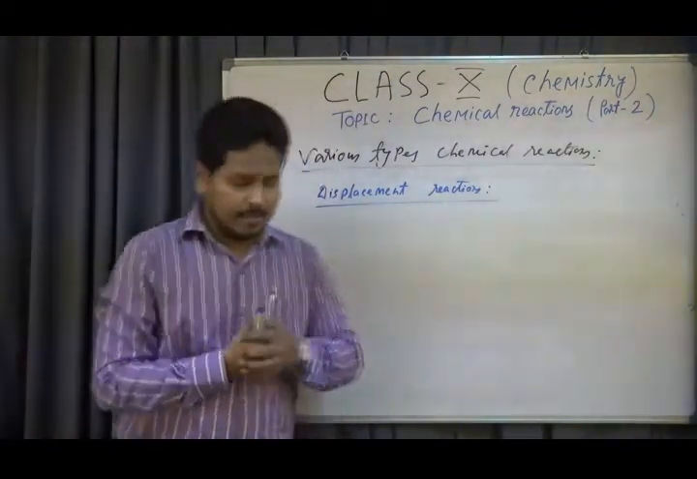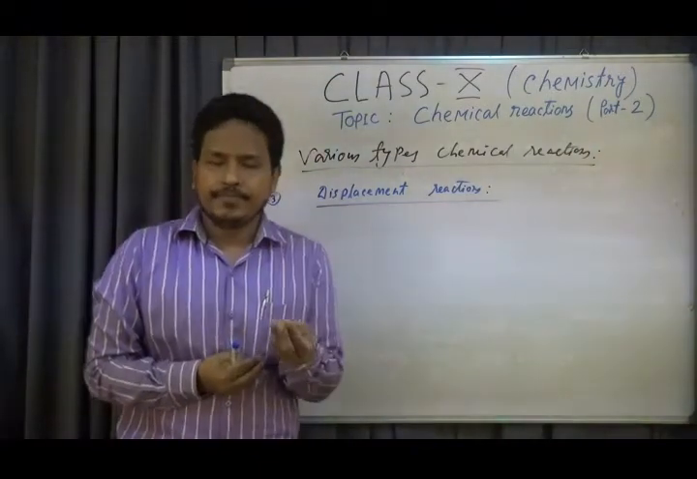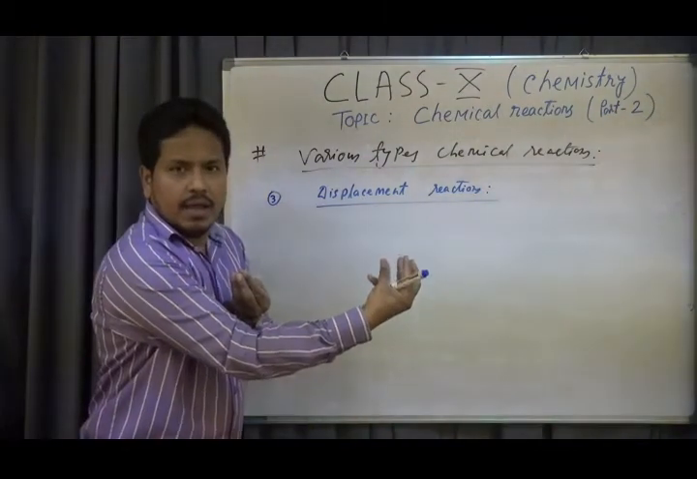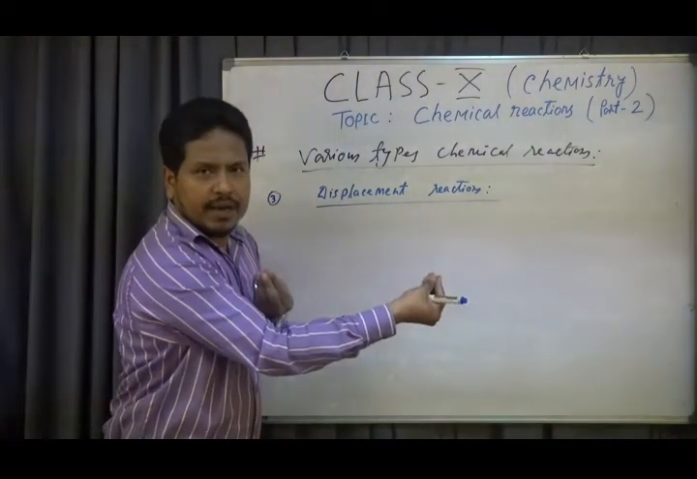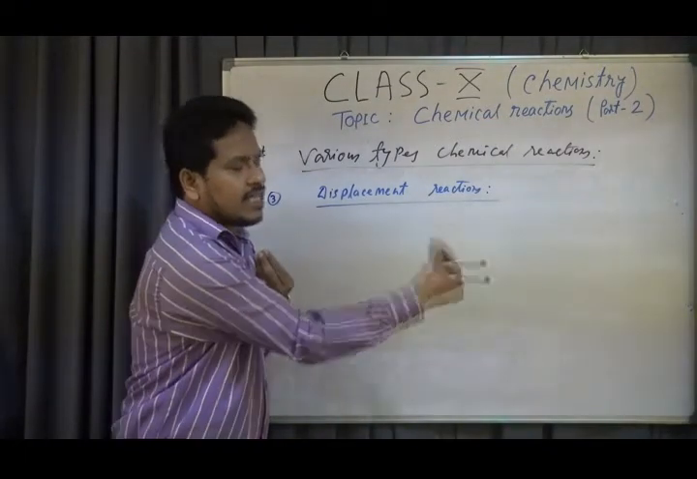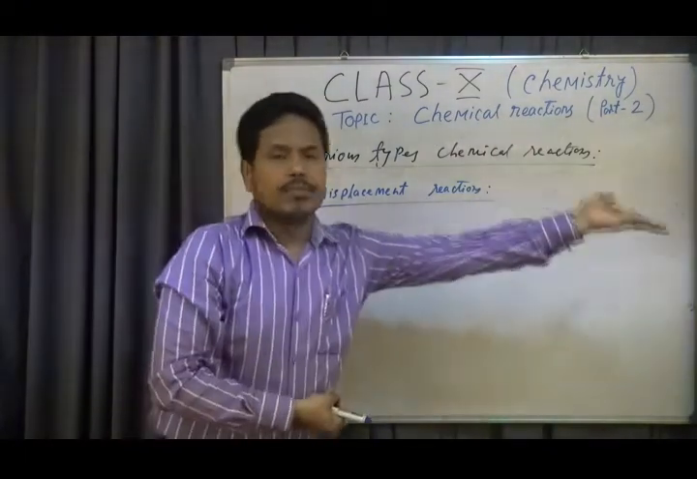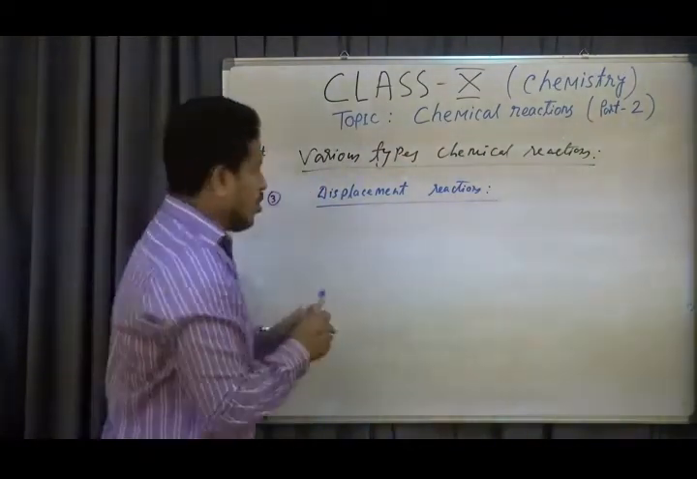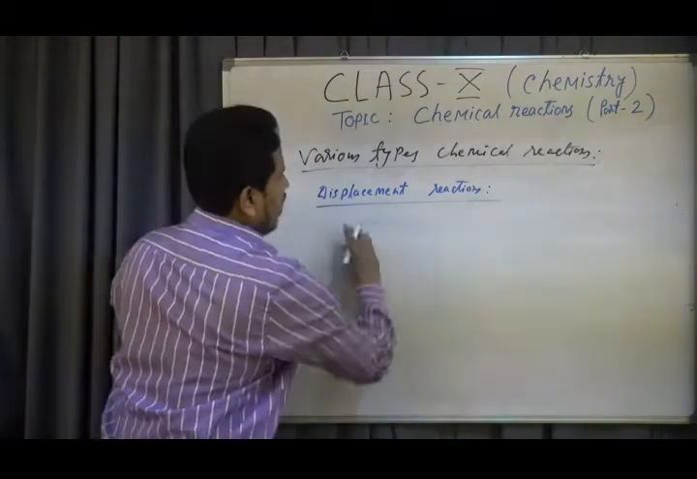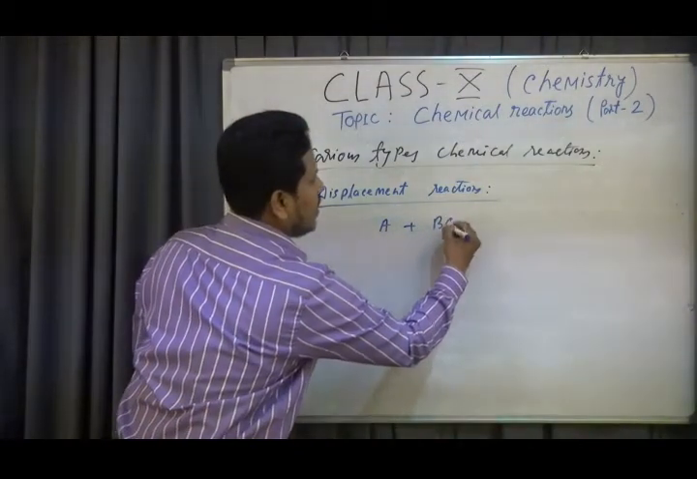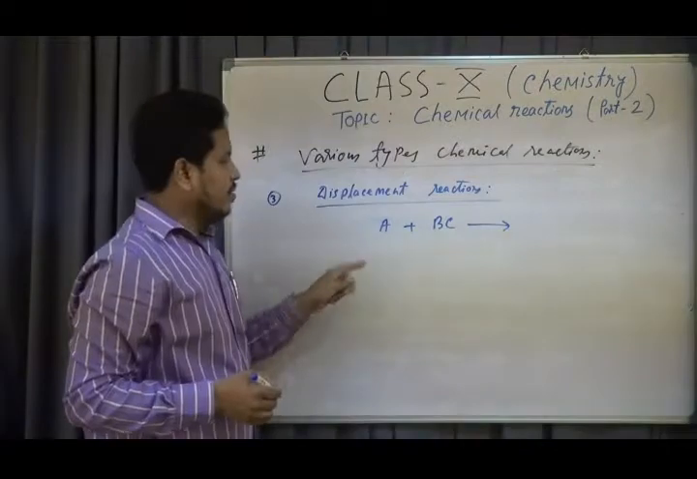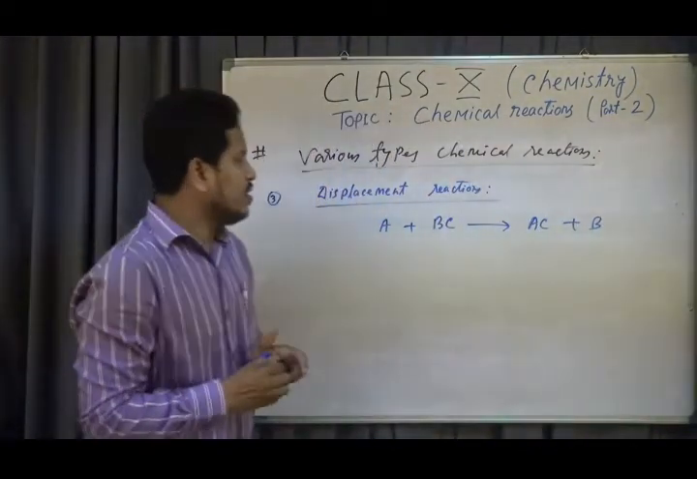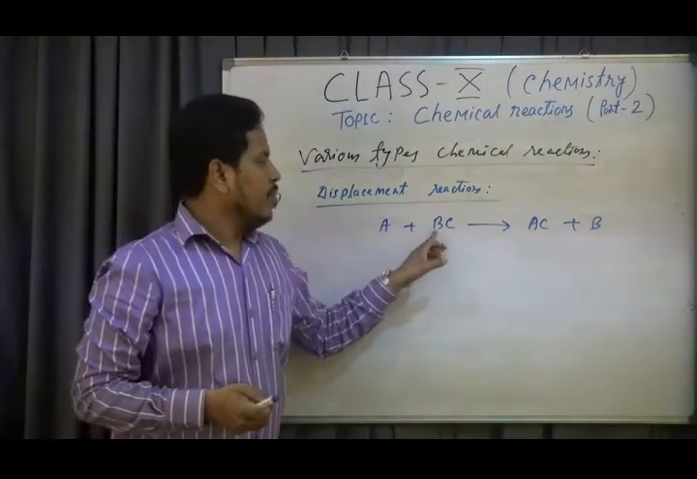Displacement reaction means whenever an active metal, an active element reacts with another substance, that substance containing a less reactive element, then the reactive element displaces the less reactive element from another substance to produce the products. Means displacement reaction occurs. Generally I am showing here, look at the board. Let A plus BC react to give AC plus B. So what is happening there, my dear students? A plus BC producing AC plus B.